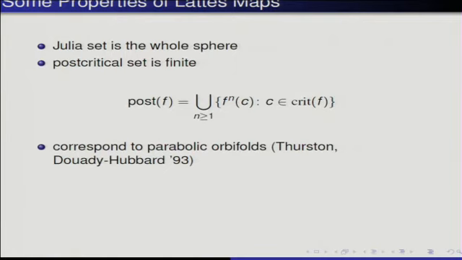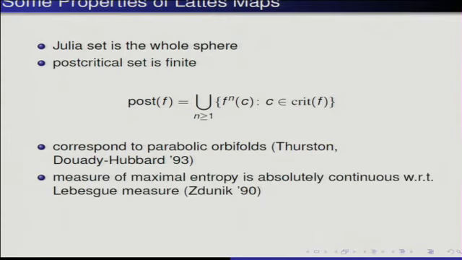And Lattès maps correspond to, so Thurston assigned an orbifold to all the Thurston maps, and the Lattès maps correspond to the parabolic orbifolds, whose Euler characteristic is equal to 0.